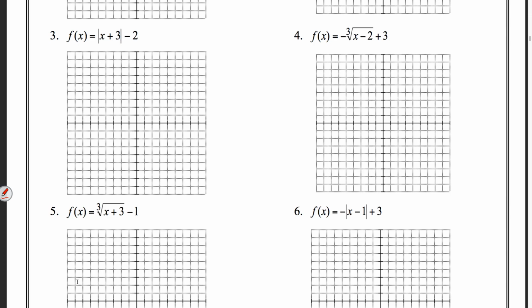All right, so this one is going to go up 3, right 2, and it's going to get flipped over the x-axis. So the normal graph would look like this.